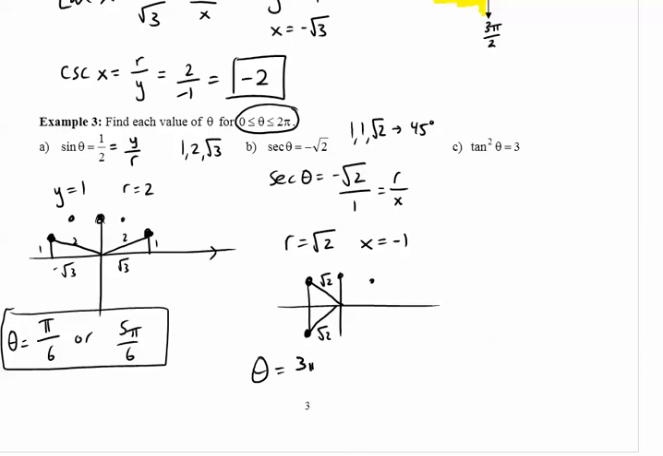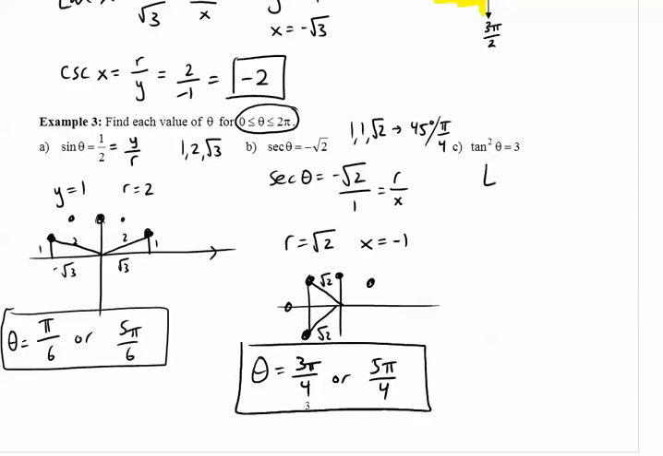Each 45 degrees is pi over 4. And then 1, 2, 3, 4, 5 pi over 4. There's my two answers from 0 to 2 pi.